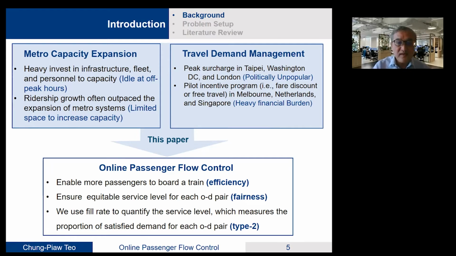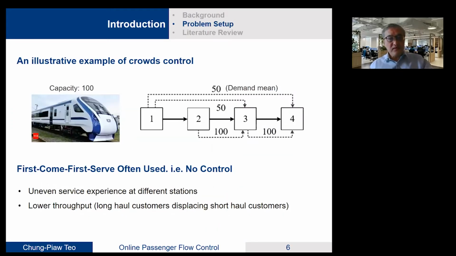So you want to maintain equitable service level for all the OD pairs within the transportation systems. We call this the type 2 service level, to measure the so-called service level attributed to each OD pair. I will go into the definition later, but let me use a small example to illustrate this problem.